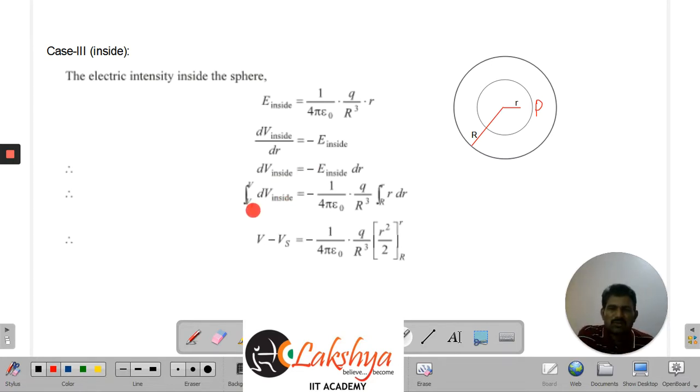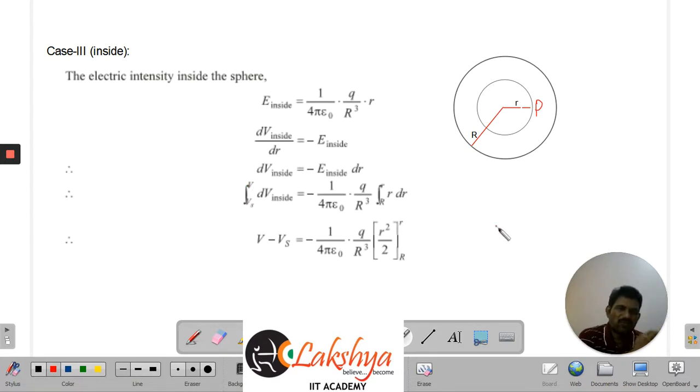And now here you can observe this. I am integrating from the surface to the point P. That means I am taking the potential between these two points. And so the limits I am taking from R to small r. You may also consider it from infinity to r. When you are writing from infinity to r, then the limits will change from 0 to V, because at infinity the potential is taken as 0.